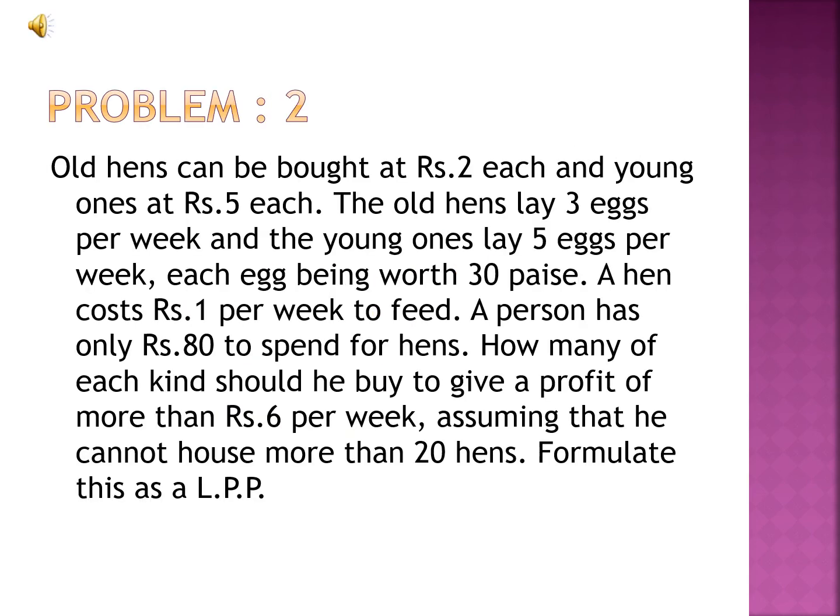Now we see the second problem. Old hens can be bought at rupees 2 each and young ones at rupees 5 each. The old hens lay 3 eggs per week and the young ones lay 5 eggs per week, each egg being worth 30 paise. A hen costs rupees 1 per week to feed. A person has only rupees 80 to spend for hens. How many of each kind should he buy to give a profit of more than rupees 6 per week? Assuming that he cannot house more than 20 hens, formulate this as an LPP. This is our second problem.